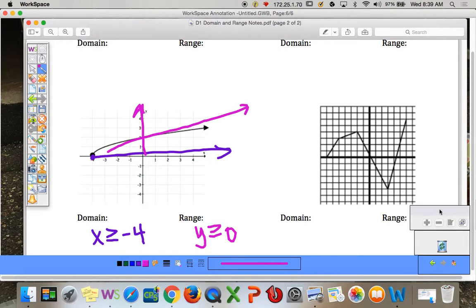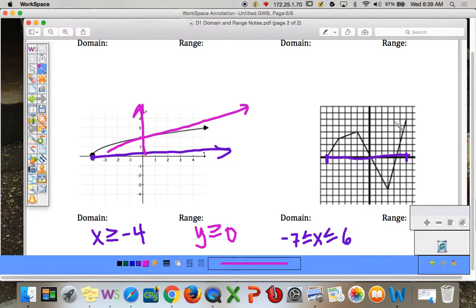And the last one, domain and range. The domain here stops, so here's our domain from here to here. The lowest X value looks like -7, and our highest X value looks like 6. So X is between -7 and 6.